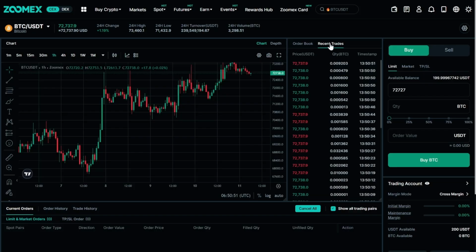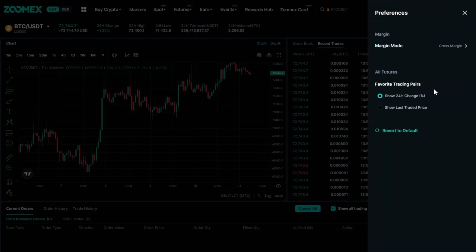Right beside order book, we have the recent trade option. This section shows the latest trades happening in real time, giving you a quick idea of buying and selling pressure in the market. Heading to the settings, there's really only one important setting, and that's margin mode.